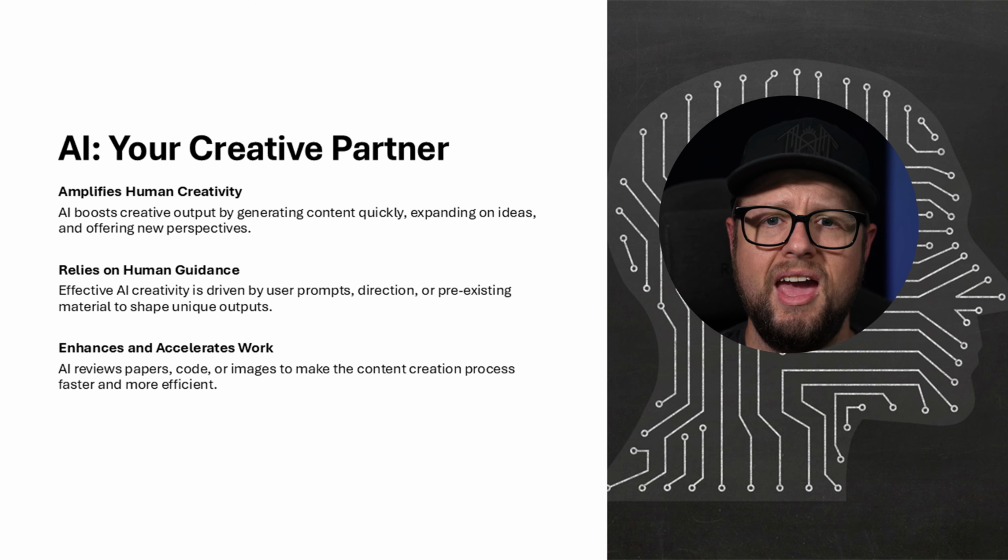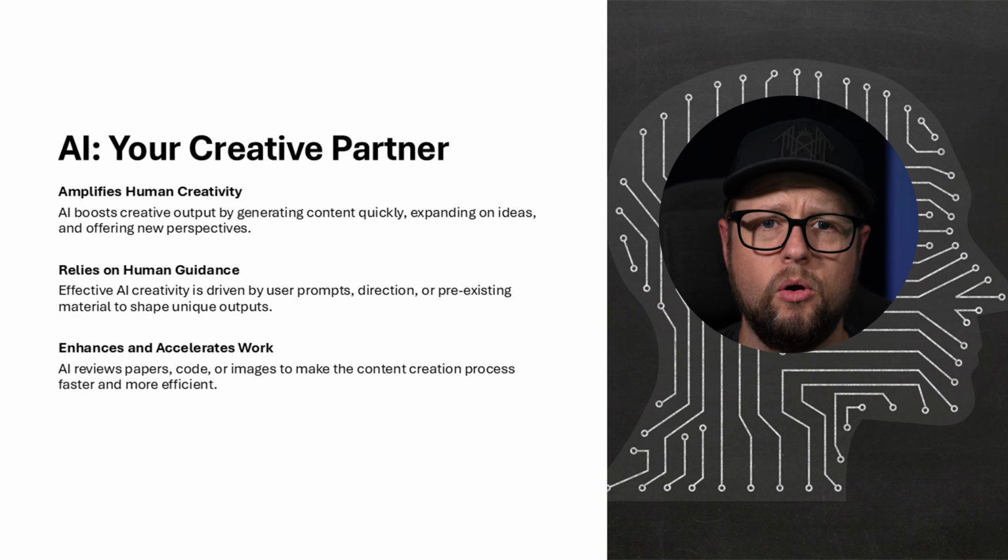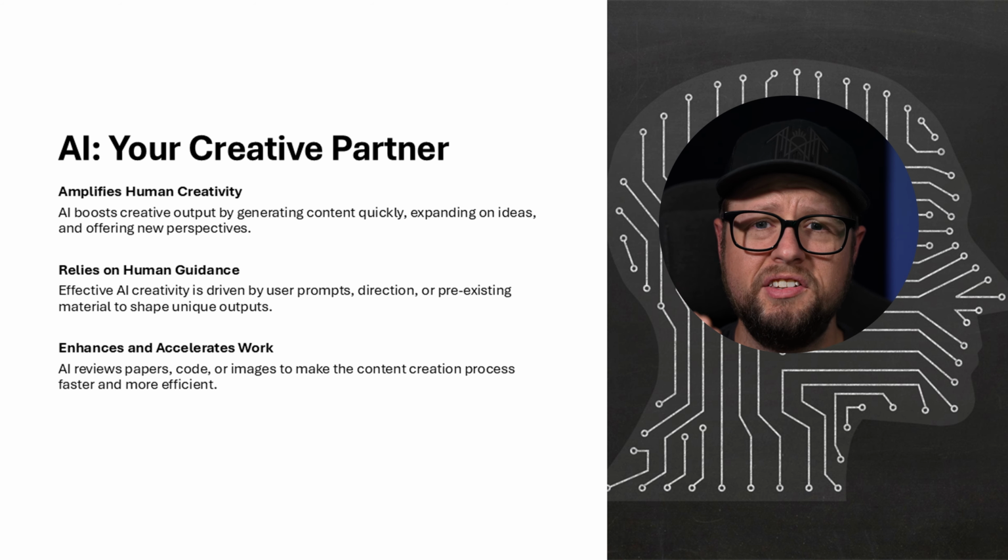Fourth, think of AI as a collaborator. AI is a powerful tool for producing content quickly, but it still requires prompting or existing products to work with it. Instead of viewing AI as a replacement for humans, see it as a creation partner. It can review papers, code, or images, improving your speed in creating the content you want to make.